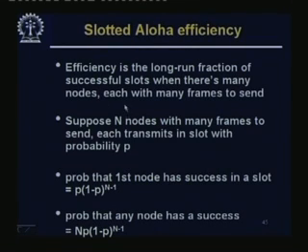Now, what is the efficiency like? Efficiency is the long run fraction of successful slots when there are many nodes, each with many frames to send. Suppose n nodes with many frames to send, each transmitting in a slot with probability p. The probability that the first node has success in a slot is p(1-p)^(n-1). It is the probability p that that particular node sends, and the probability (1-p) that all the other n-1 do not send. Only then will you have a success, and the probability that any node has a success is np(1-p)^(n-1).